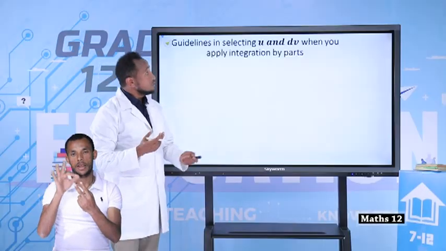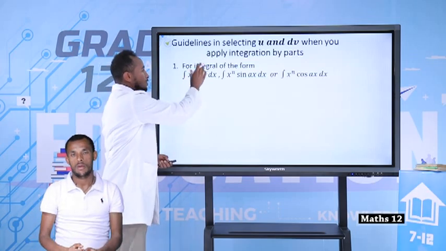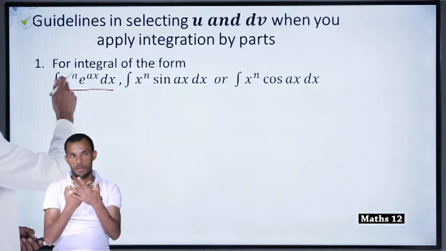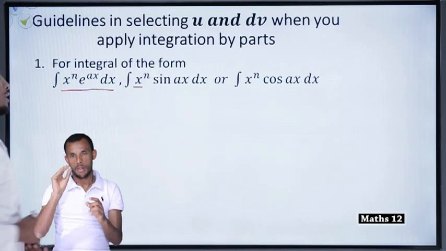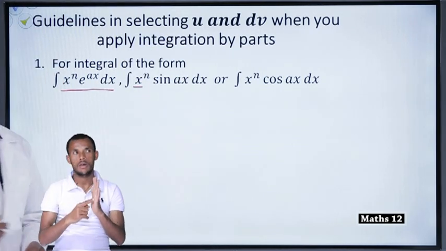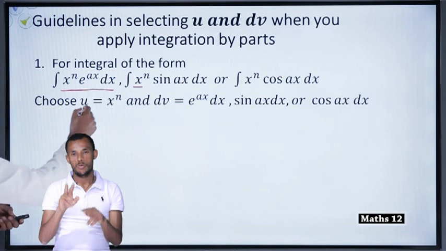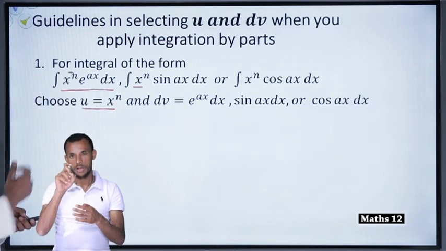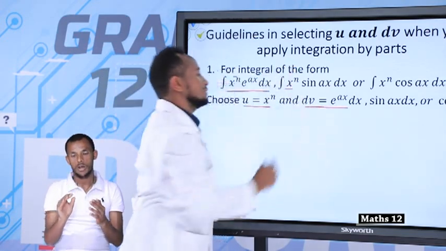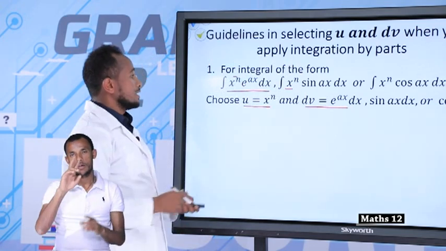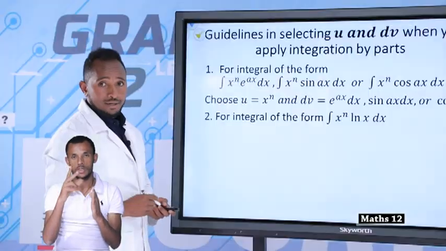Guidelines in selecting u and dv when you apply integration by parts. For integral of the form polynomial times exponential, or polynomial function times trigonometric function, either sine x or cosine x, for this form, assume u to be x, the polynomial part, and the exponential part will be dv. So this is one guideline. Now let's see another guideline. Okay, let's see the second guideline.